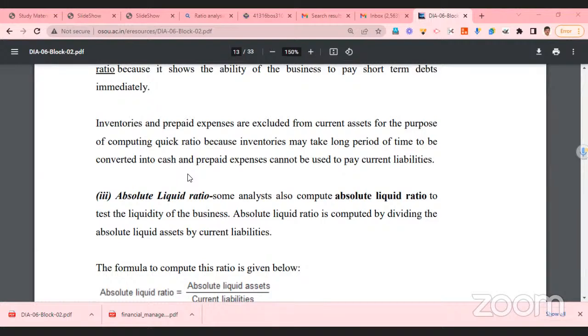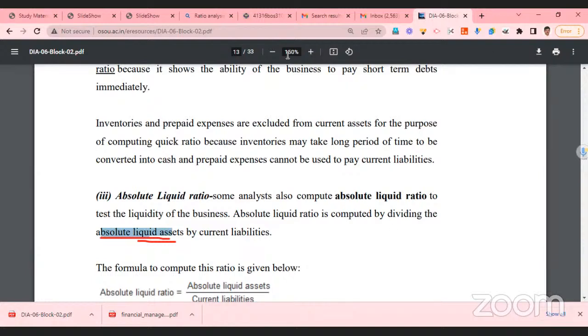The third ratio is the absolute liquid ratio. Here we will consider only cash-based assets. The absolute liquid ratio is computed by dividing absolute liquid assets by current liabilities. So there is no change in current liabilities. The only difference is that instead of liquid assets, we now take only absolute liquid assets.